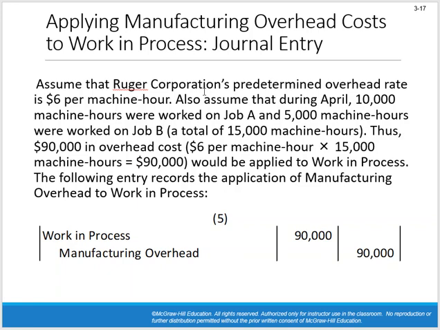So assume that Ruger Corporation's predetermined overhead rate is $6 per machine hour, and assume that during April, 10,000 machine hours were worked on job A and 5,000 machine hours were worked on job B. That's a total of 15,000 machine hours. So that makes 90,000 in MOH. We take $6 per machine hour times 15,000 equals 90,000. That's where the 90,000 is coming from, and we're going to apply that from MOH into WIP. So that's a debit to WIP, 90,000, and a credit to MOH, 90,000.